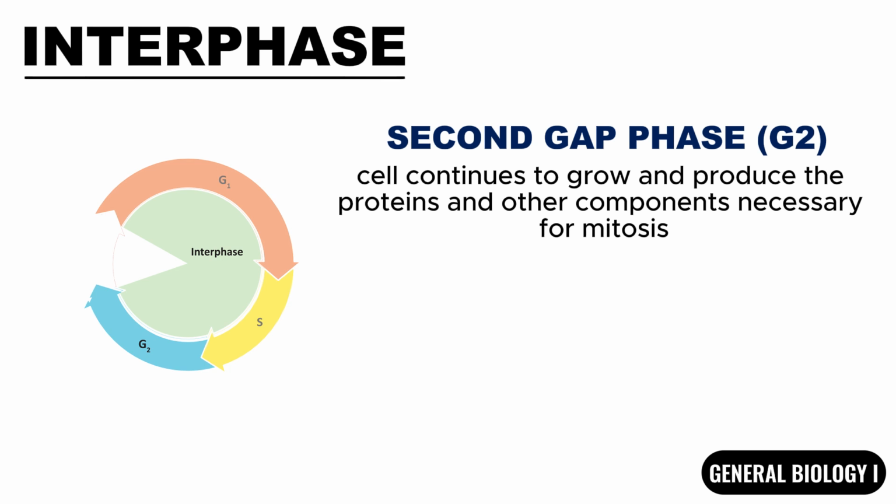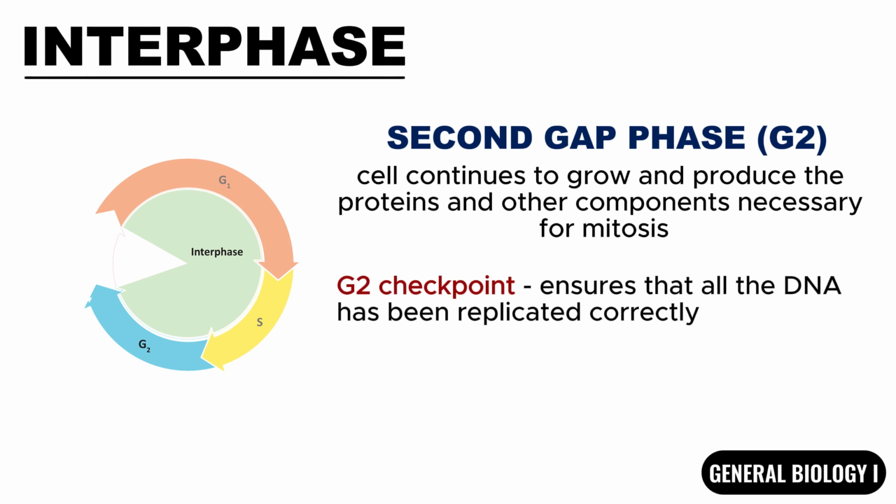Another checkpoint occurs here, where the cell ensures that all the DNA has been replicated correctly and that it's ready to proceed to cell division. If any issues are detected, the cell can pause at this checkpoint to repair the DNA, or in some cases, trigger programmed cell death, also known as apoptosis, to prevent the propagation of damaged cells.